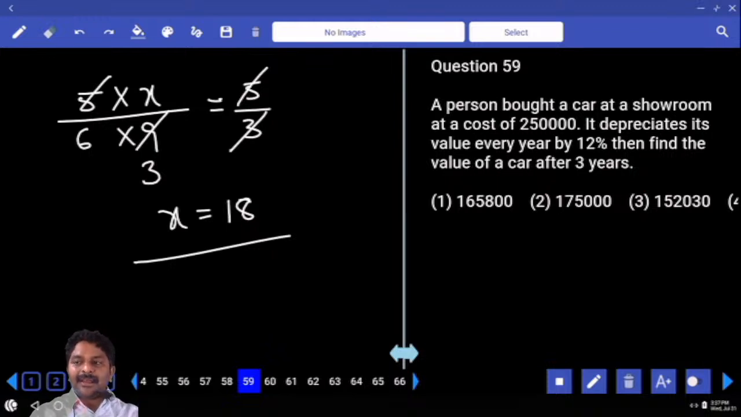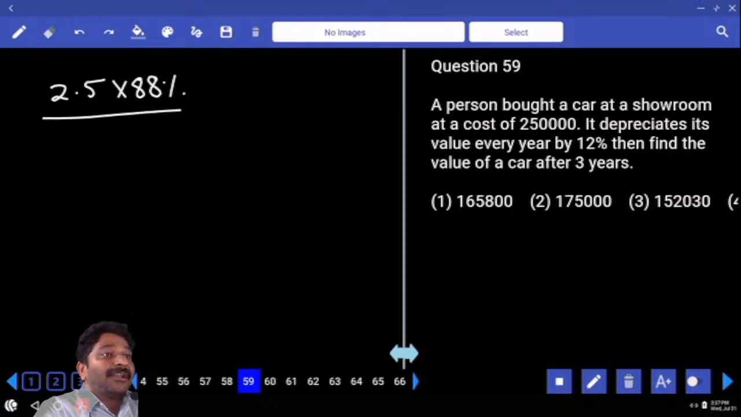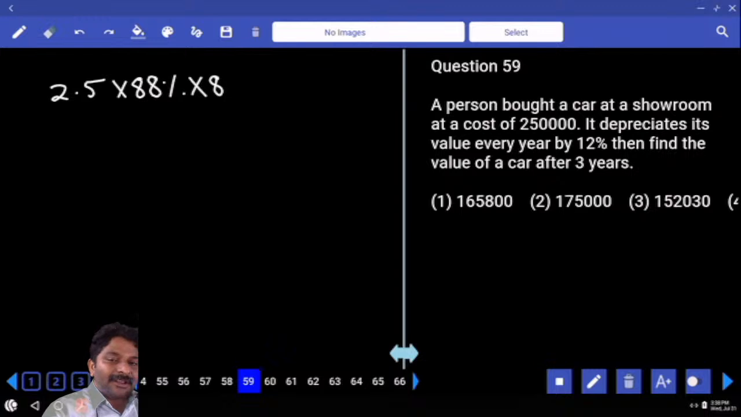A person bought a car at a showroom at a cost of 2,50,000. It depreciates its value every year by 12%. Then find the value of the car after 3 years. Present value is 2.5 lakh. I am not writing all the zeros. Every year it decreases by 12%. If it decreases by 12%, it becomes 88%. So you need to calculate 88%. If you calculate this, you will get the value after 1 year. 1 more year, again it decreases by 12%.